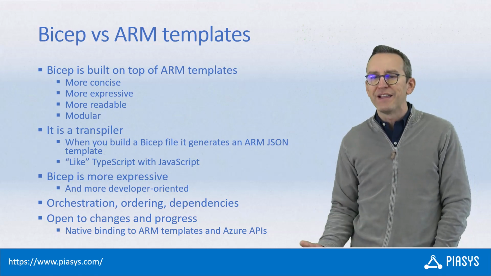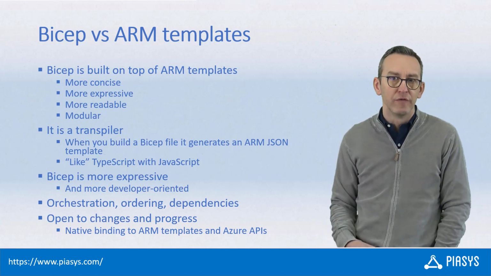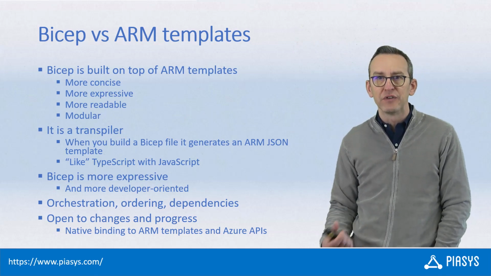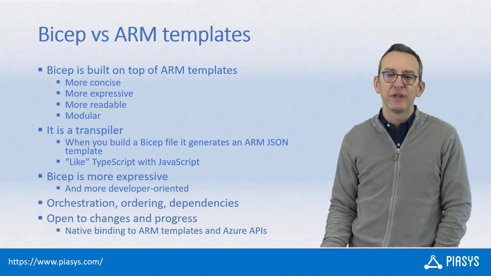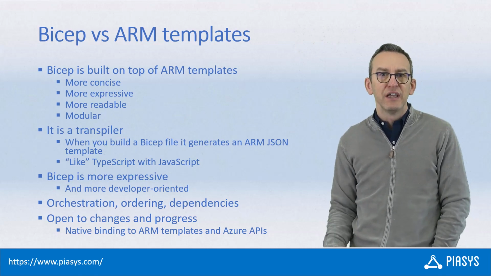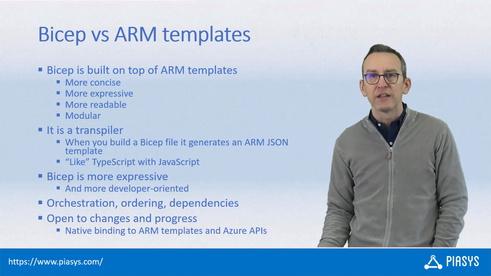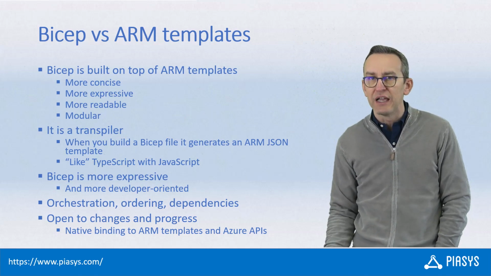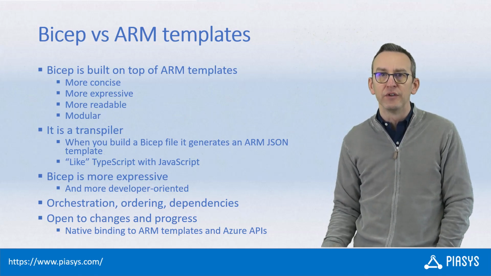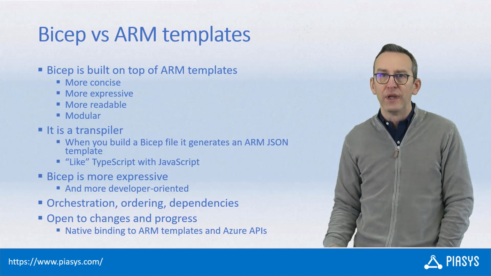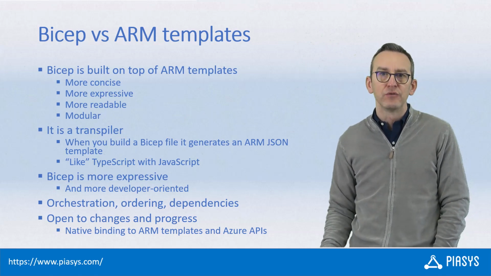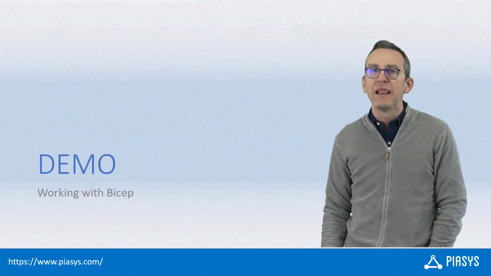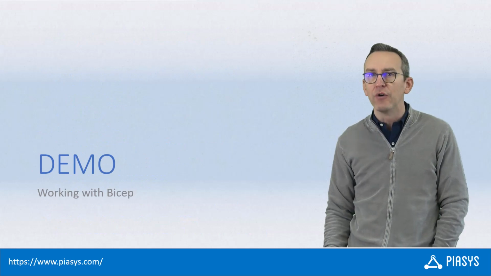So, when you use Bicep, you can also do orchestration of tasks. You can define the ordering and the dependencies of the resources when you deploy them. So, it is really powerful. Last but not least, it is completely open to changes. In fact, whenever there will be updates in the ARM templates or in the Azure provisioning APIs, Bicep will get updated on the go because it has been built open and transparent compared to the backend ARM template engine. So, that said, let me move to the demo environment and let me show you how to play with Bicep.